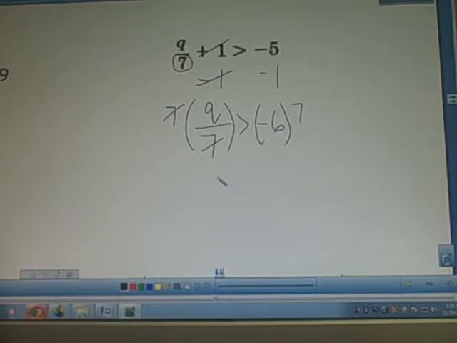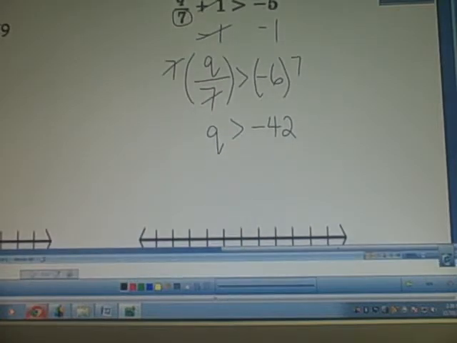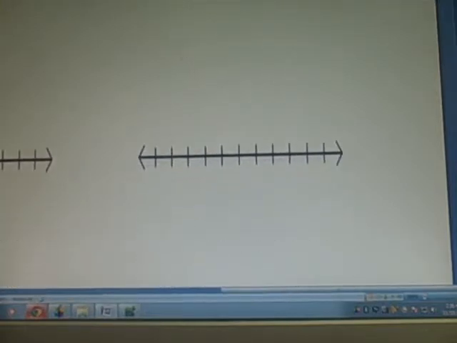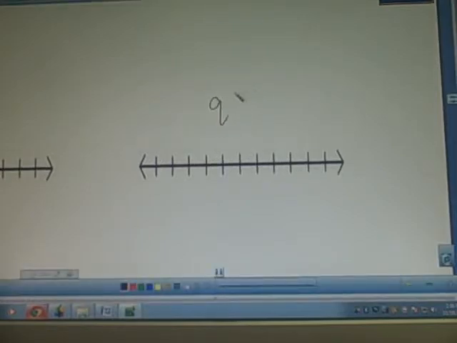My 7's cancel, so I have Q on the left is greater than negative 6 times 7, which is negative 42. So there's my solution. Now I'm going to scroll down here and graph that inequality. At the bottom there, let me scroll down a little bit more so you can see it a little easier. I want to graph Q is greater than negative 42.